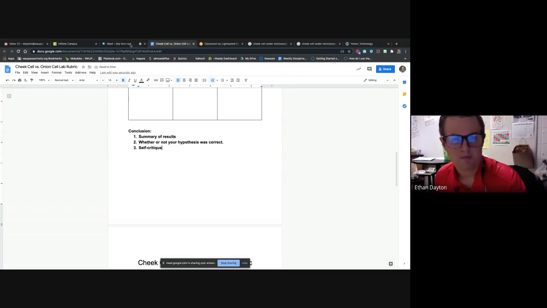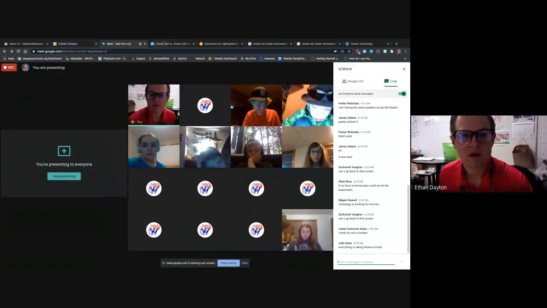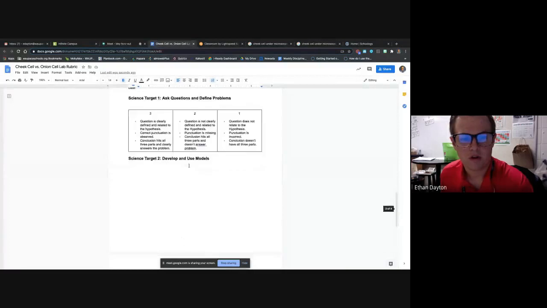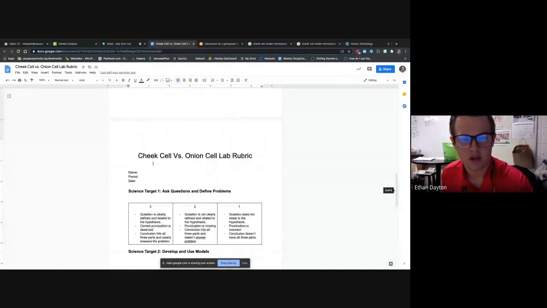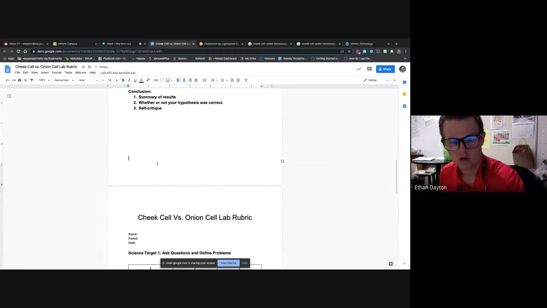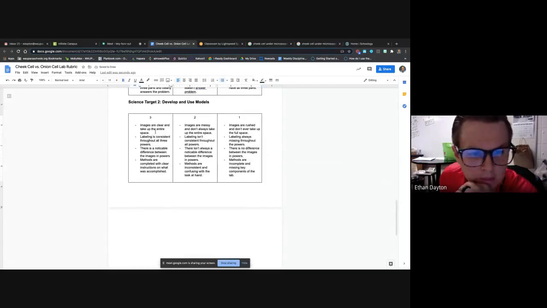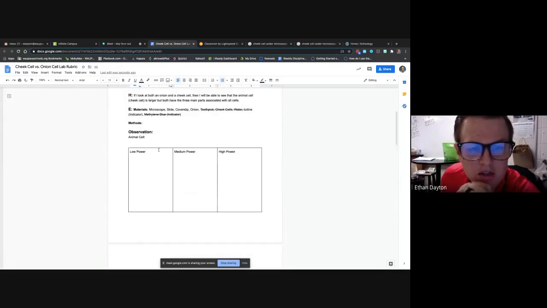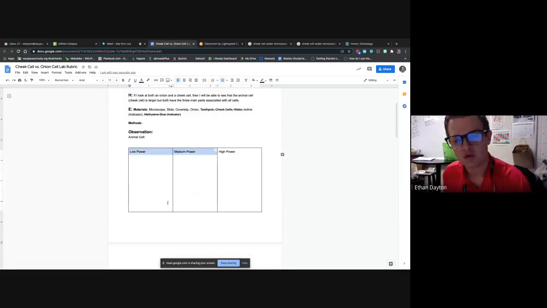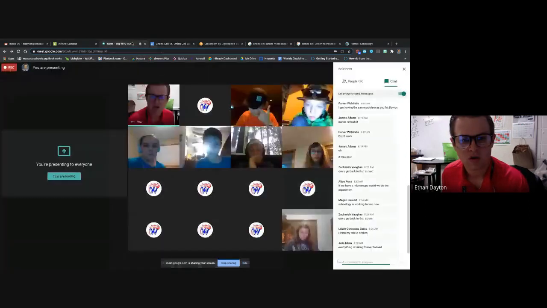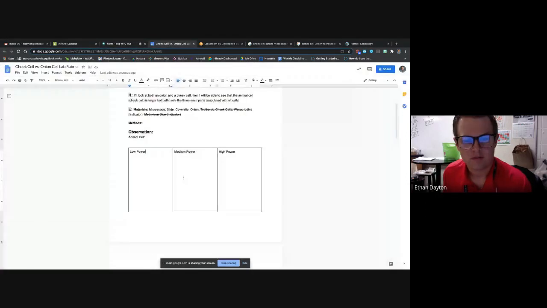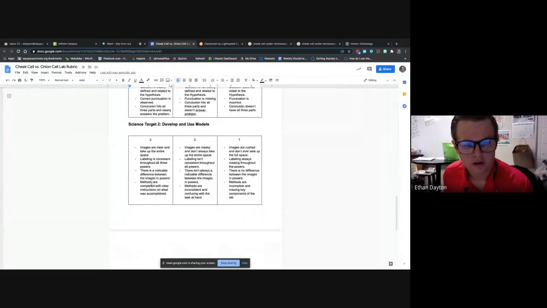Okay, all right. So moving on to what it's going to take for a 3 in target 2. Images are clear and take up the entire space. So you're going to need to draw. Obviously, you can't draw on this document, but you're going to need to draw and take up a portion of paper that would be this entire space, drawing what you see. Okay? Then, another part, labeling is consistent through all three powers.